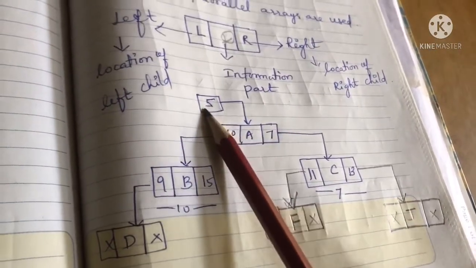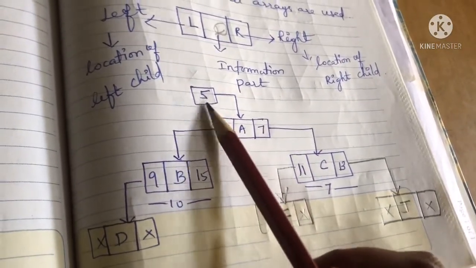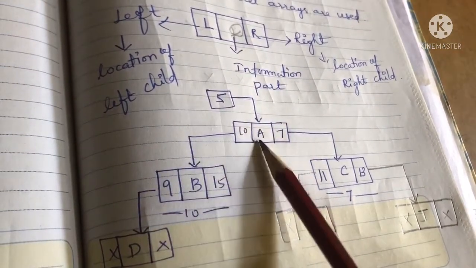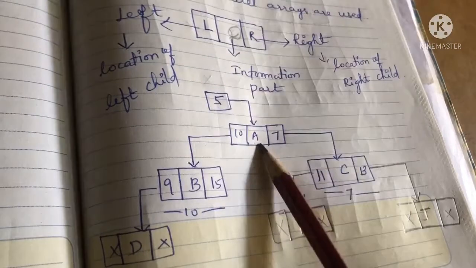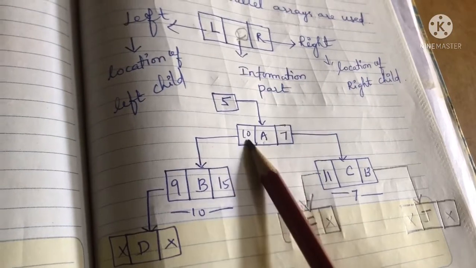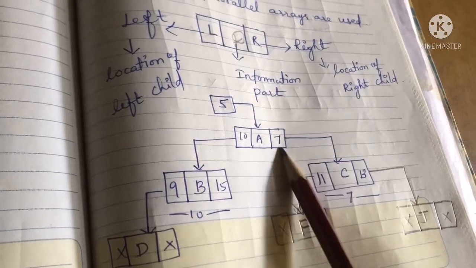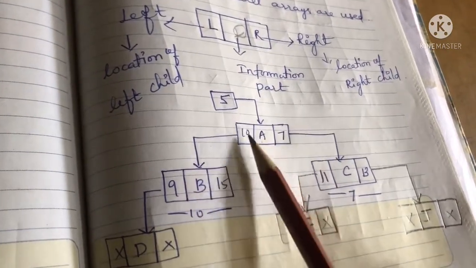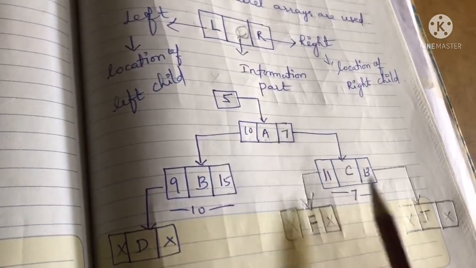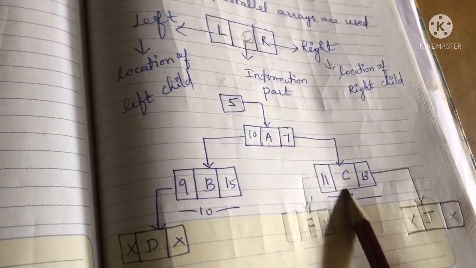The starting location is the fifth location. The fifth location contains the data A, the information part. Then this part specifies the left child location, which is the 10th, as well as the right location, which is the 7th place. The 10th location holds the information B, and the 7th location holds the information C. So this points to 10, this points to 7.